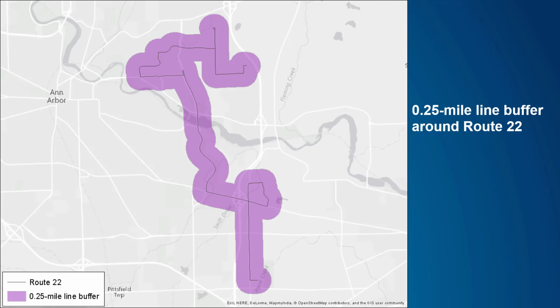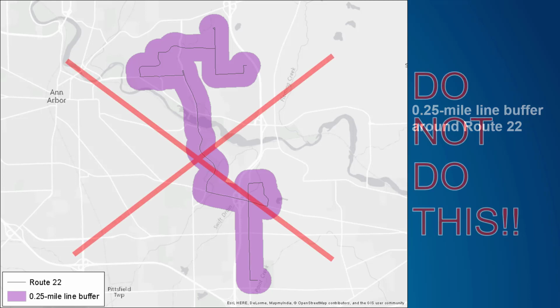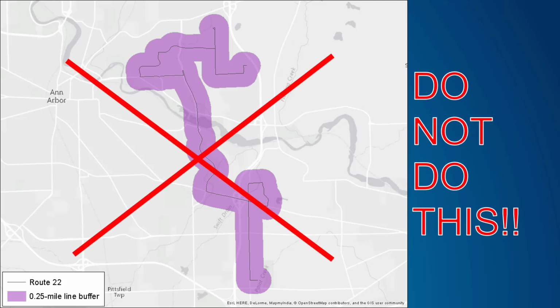So when mapping your transit system coverage, the first thing you may be tempted to do is to create a quarter-mile buffer around your transit lines. Do not do this.